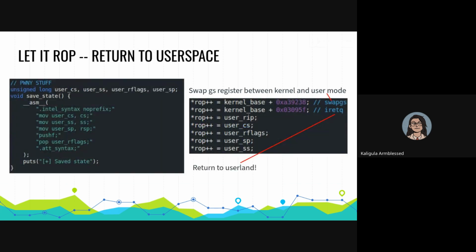So after that, we are going to return to user space. And this is done quite simply. So what we're going to do is first, we're going to swap the GS register between kernel and user mode. So this is done via swapgs. You can also do this with the KPTI trampoline. And after that, I'm going to call iretq, which will basically return to user land. Now, iretq is going to need some registers from us. So it'll be user RIP, which is where we want it to go. Usually, I define a get_shell function and use that as user RIP. Then we have all the other registers. So user CS, RFLAGS, SP, and SS, which we saved the state of originally here.